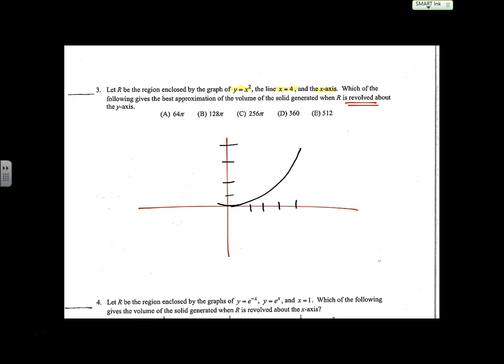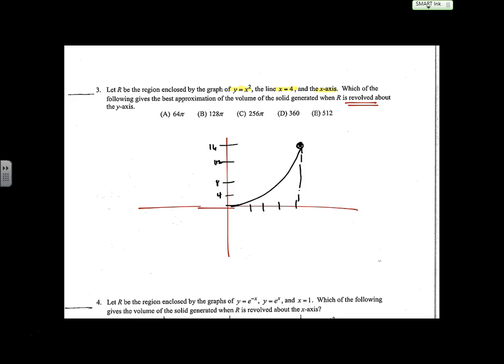My units are off, aren't they? 4, what do I need? 16? We'll have these go by 4s. There's 4 and 8 and 12 and 16. So I'm thinking about the line x equals 4, which is going to hit here. Does that make sense? I was doing the horizontal line when x equals 4 is a vertical line. Okay, so now I have the right region.